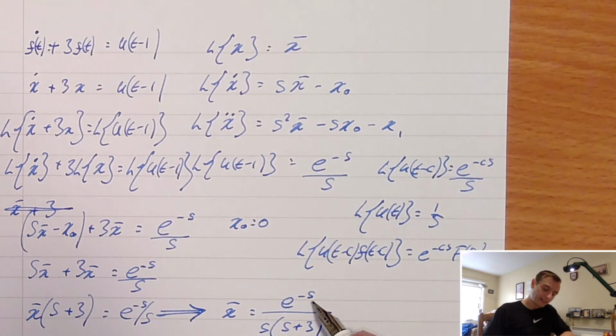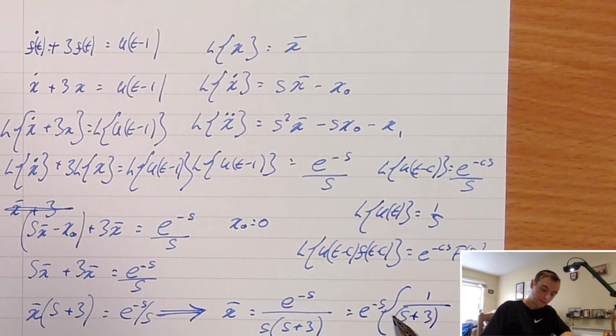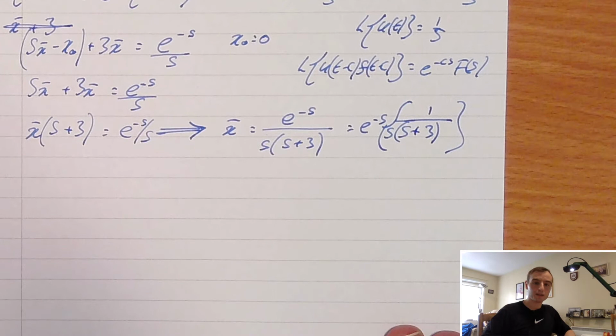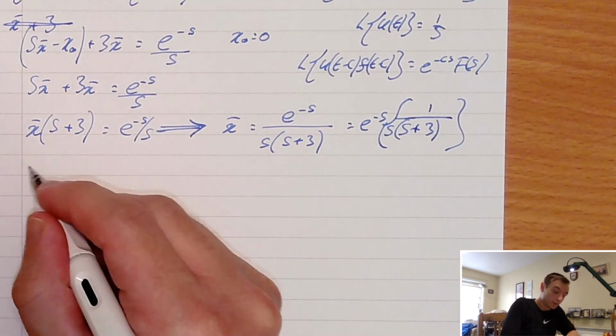So we've got this thing here. How are we going to find this in partial fractions? What we can do is take the e to the minus s out, to make things a bit easier for ourselves, and say that's going to be 1 on s times (s plus 3). And then if we find the partial fractions of that, and then take the e to the minus s back in. So let's just go ahead and do that, which should be quite straightforward.